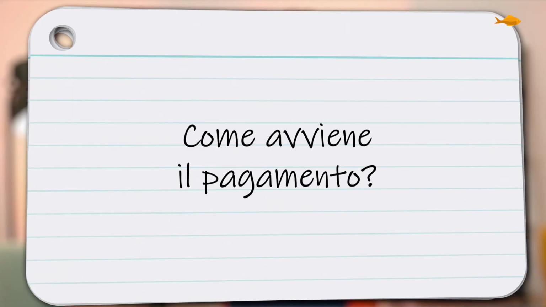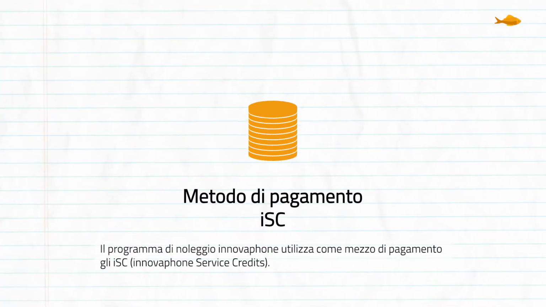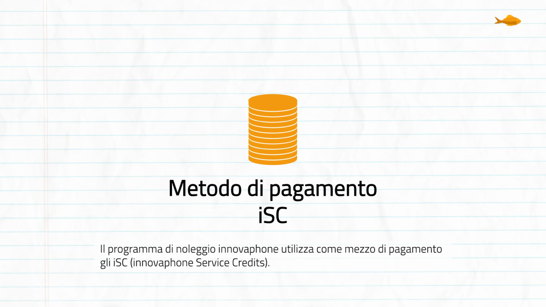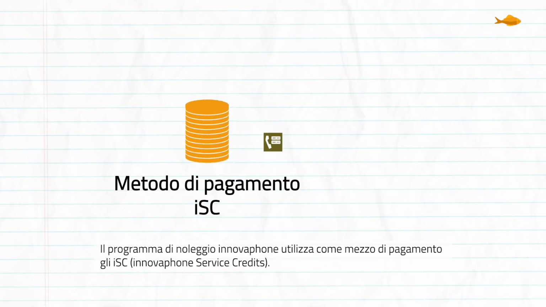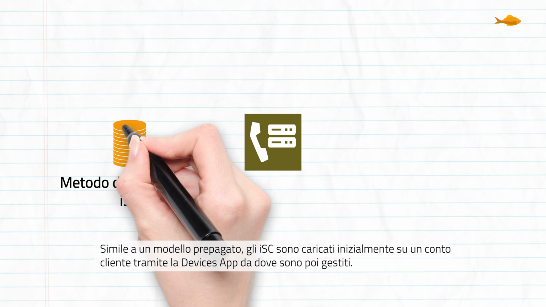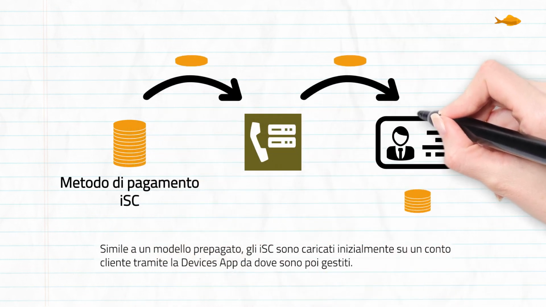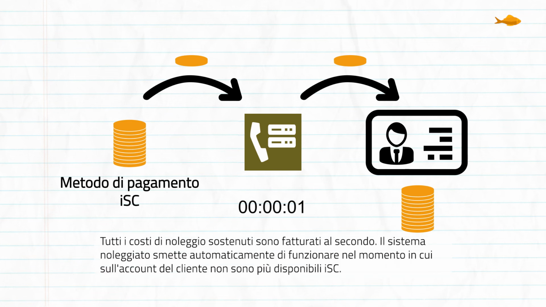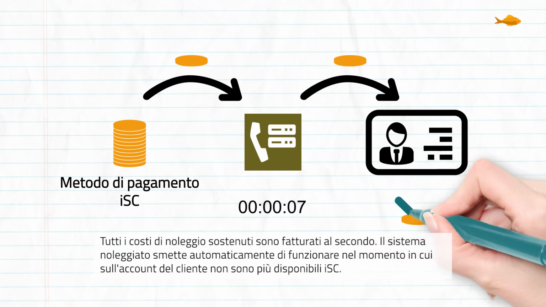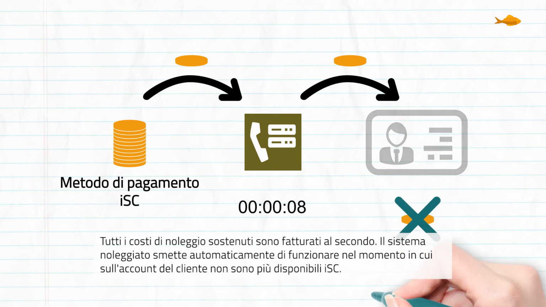How is the payment then made? The rental program uses innovaphone service credits, the so-called ISC, as means of payment. Similar to a prepaid model, these are initially loaded onto a customer account through the Devices app. All incurring rental costs are settled to the second. If there is no ISC credit on the customer account, the rented installation will automatically stop operating.